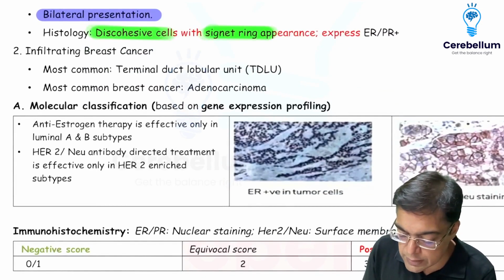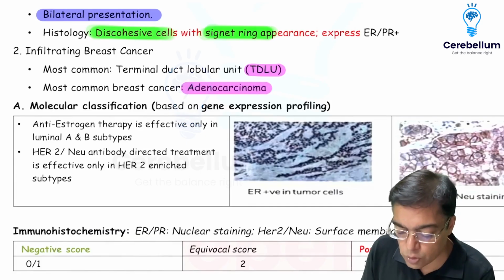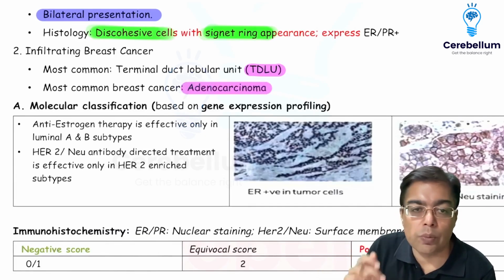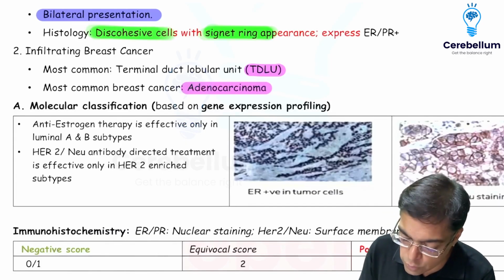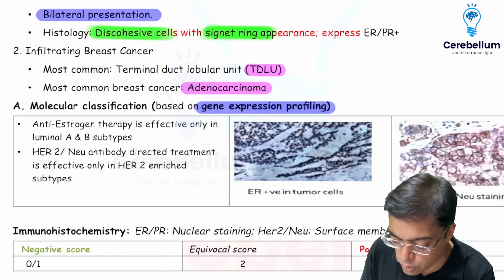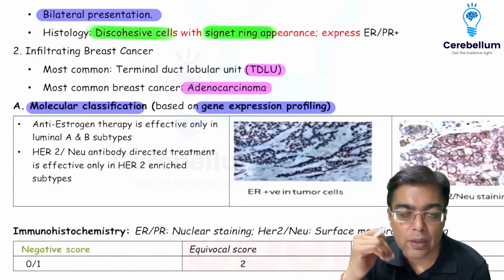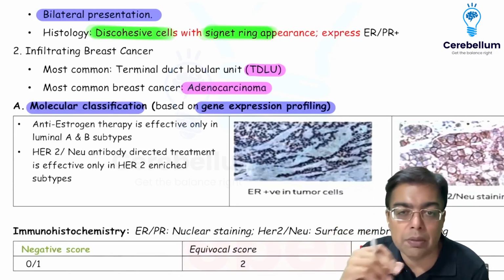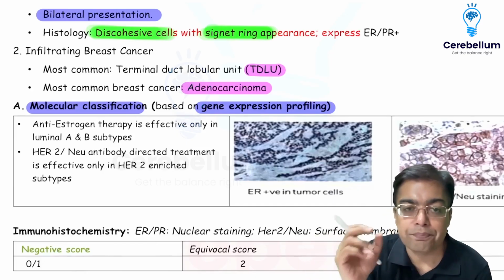Having said that, we now make a mention of infiltrating breast cancer. Again, the site of origin happens to be the TDLU. And of course, the cancer that is going to be seen in the patients is adenocarcinoma. Nowadays, what we follow in the patients is the concept of molecular classification. As all of you are aware, the molecular classification is based upon gene expression profiling. So you're looking at what kind of receptor is being expressed, whether it is an estrogen receptor, a progesterone receptor, or a HER2/neu receptor, right?